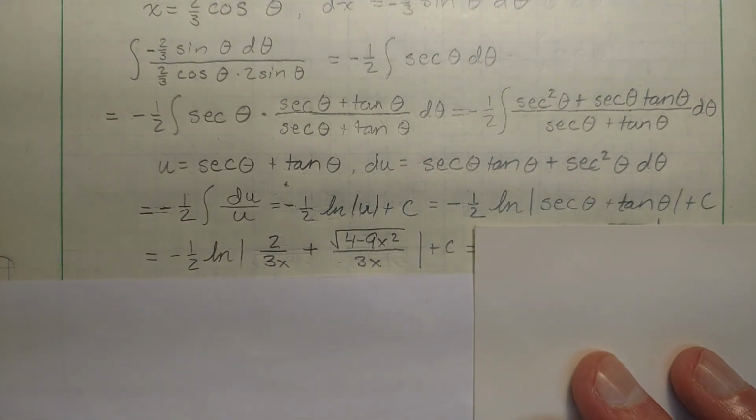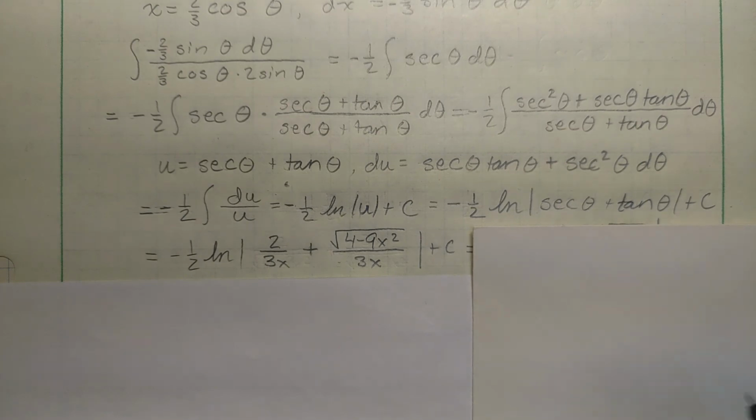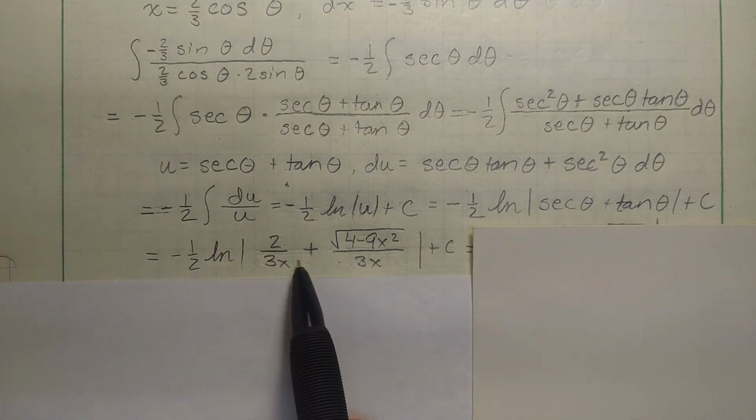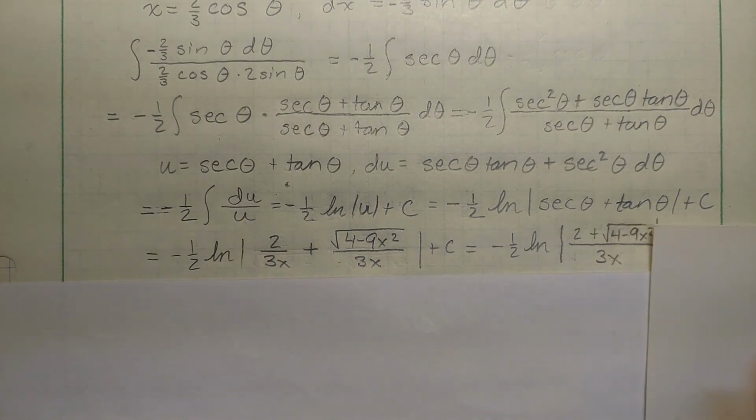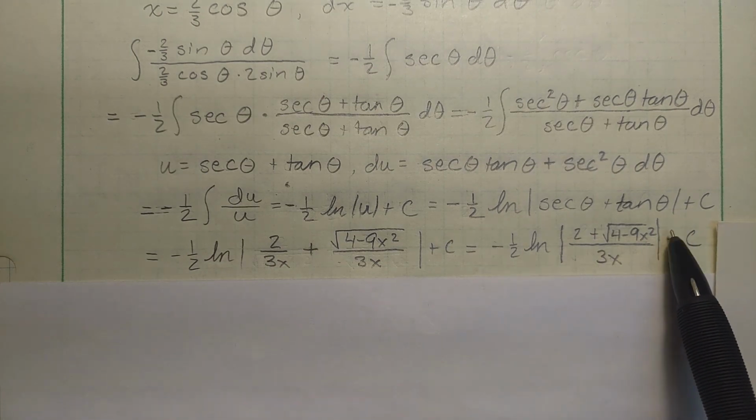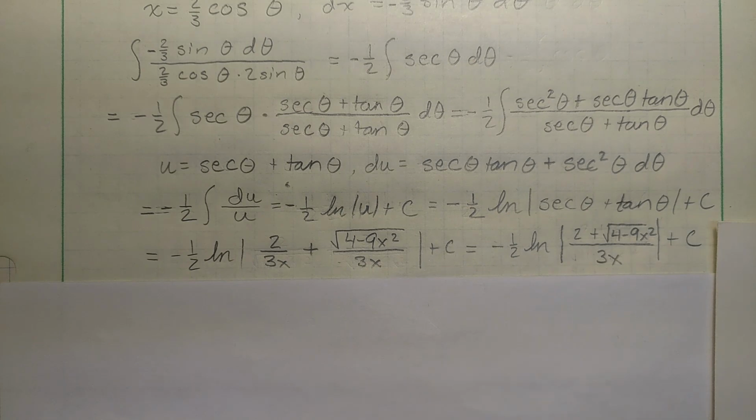And I could leave it like that. That is a valid answer. But if I want to, I could go ahead and take my common denominator there and write it like that. Or I could even recognize this half, bring it up here, and flip this and call it natural log of 3x over the 2 plus the square root of 4 minus 9x squared, and not make it negative. That would also work. So there's a lot of different ways you could express that final answer.